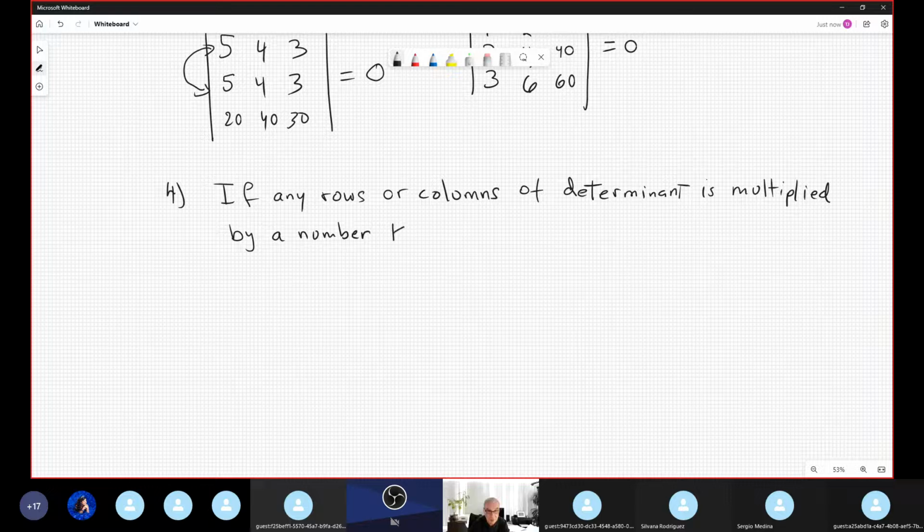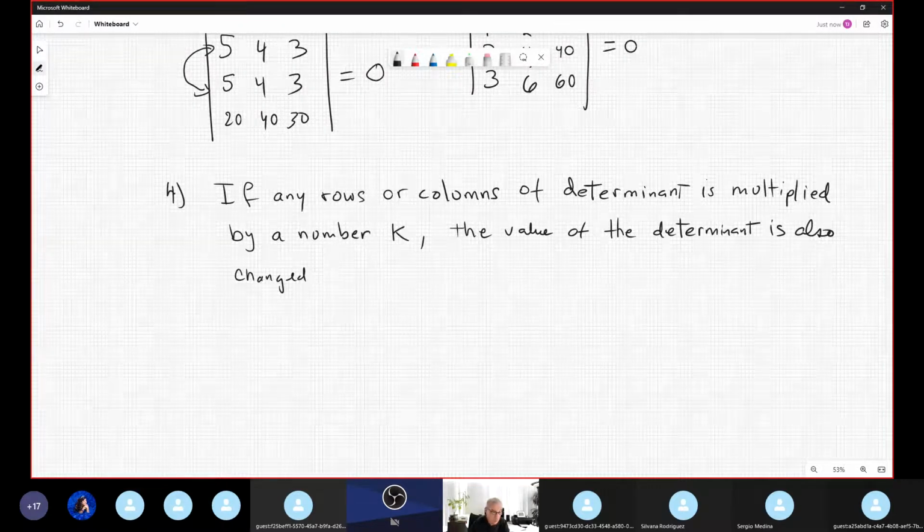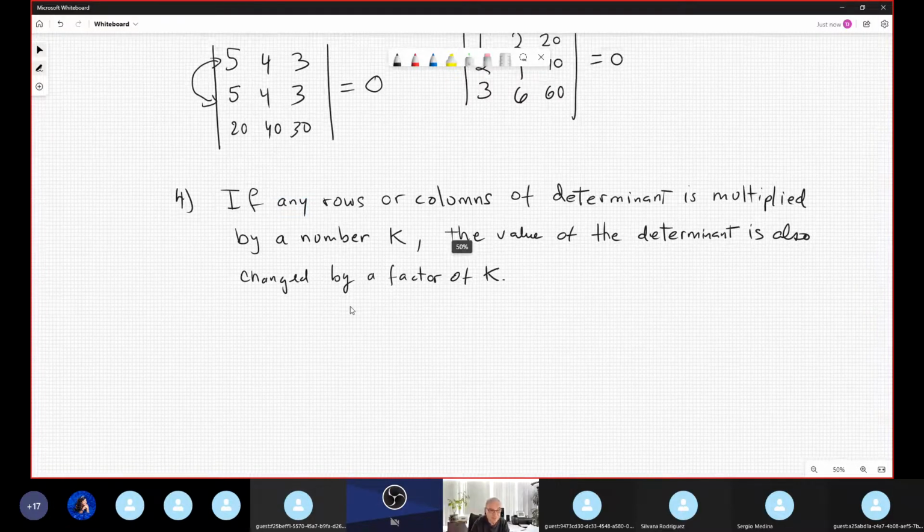Suppose an arbitrary value, k. The value of the determinant is also multiplied or changed by a factor k. Let me explain in clearer language.